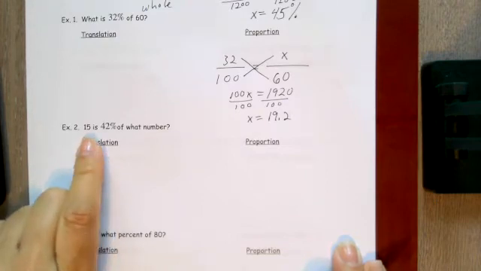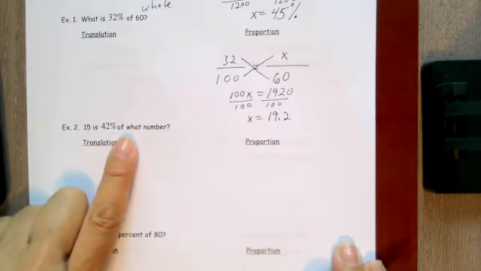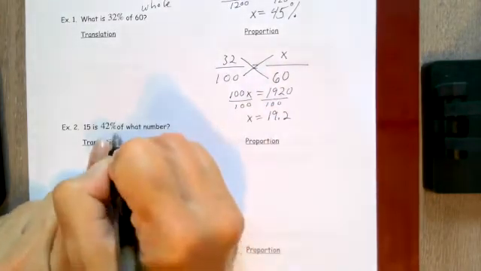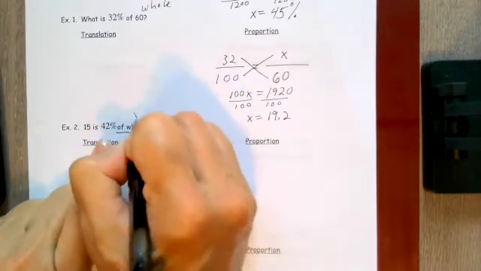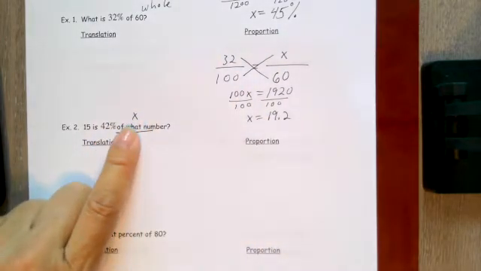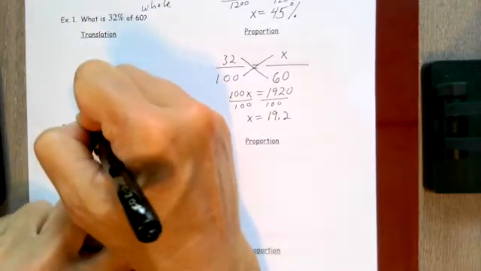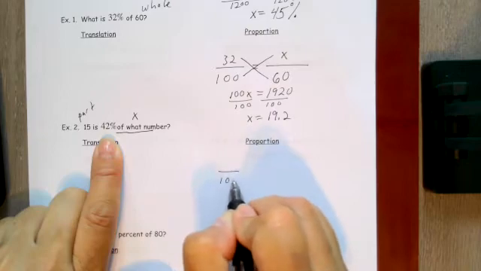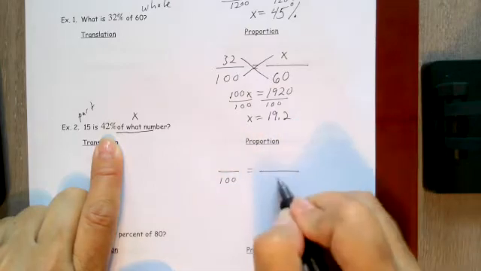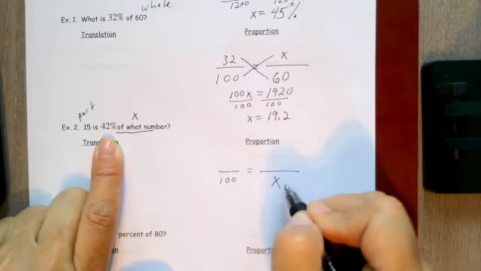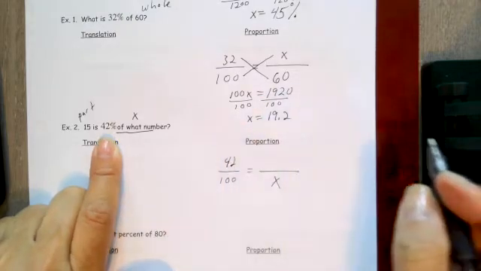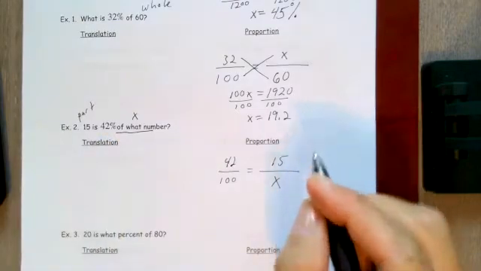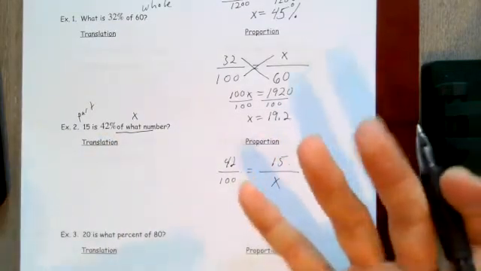Let's do another one. 15 is 42% of what number? Of what, of my whole. So my whole, I don't have this time. I have the part, and I definitely have the percent. Okay, I don't know what that whole number is. I know 42 is the percent. So 15 is 42% of what number?